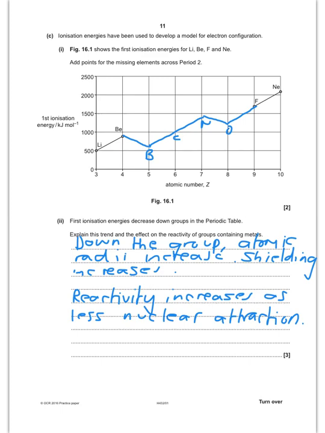So why do first ionization energies decrease down the group? It's because down the group the atomic radii increase, and therefore shielding increases, therefore reactivity increases, as there is less nuclear attraction to the outer electrons, which makes them more easily lost.